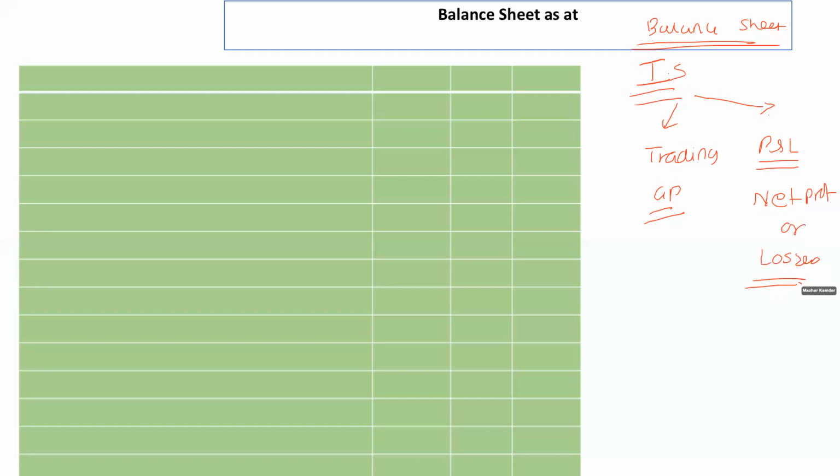We practiced quite a few sums. Along with that, we also learned that the inventory which is there in the trial balance, which inventory is it? It is always the opening inventory. And the inventory that appears as an adjustment is always the closing inventory.